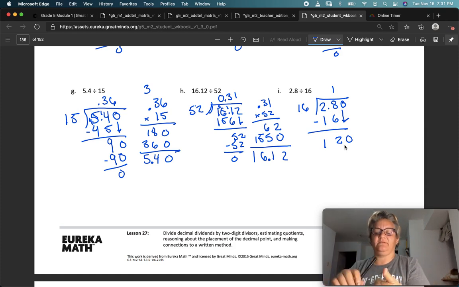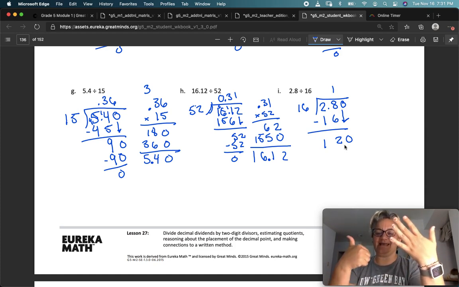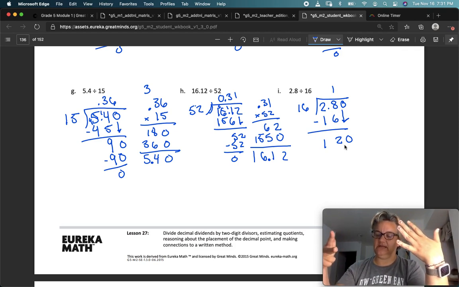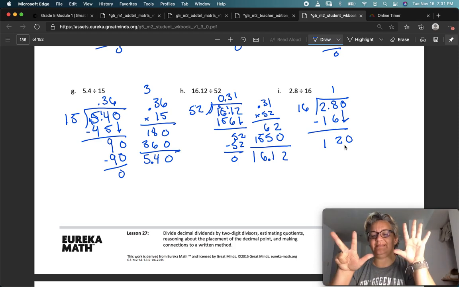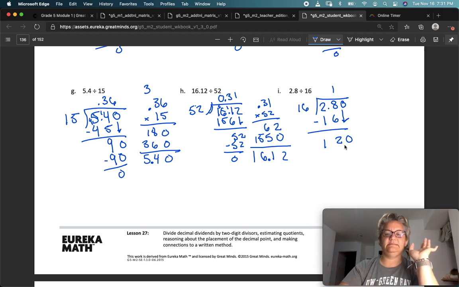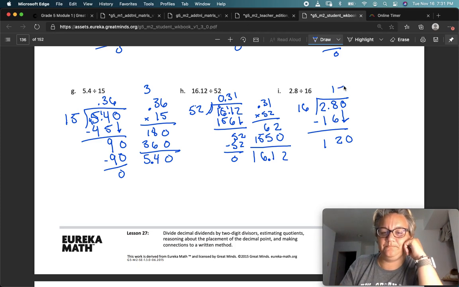Let's see. 15, 30, 45, 60, 75, 90, 105, 120. If it were 15, it would go in evenly 8 times, but it's not. So let's try 7 times. 7 times 6 is 42, carry the 4. 7 times 1 is 7, plus 4 is 8, 9, 10, 11. Now I've got 8 left over.